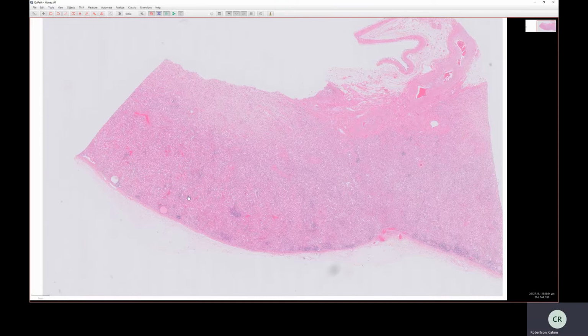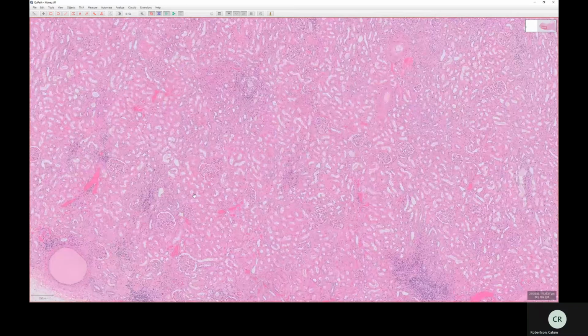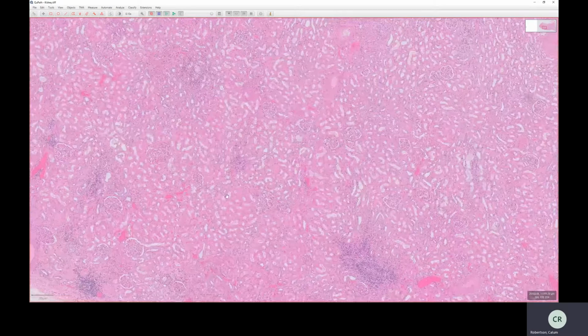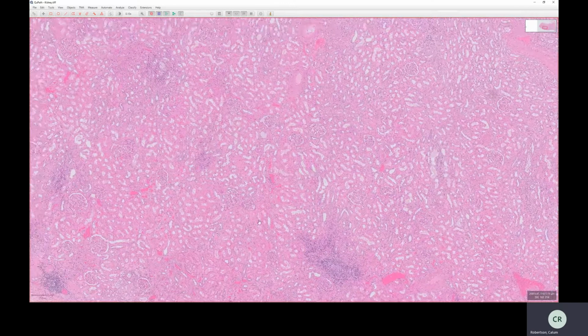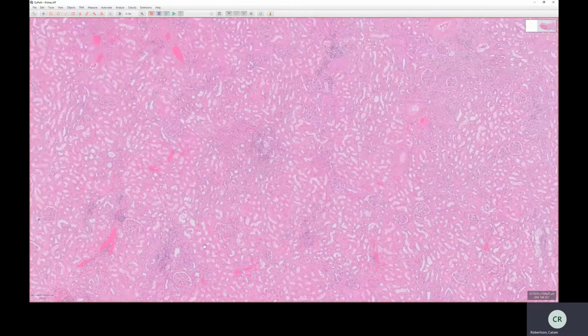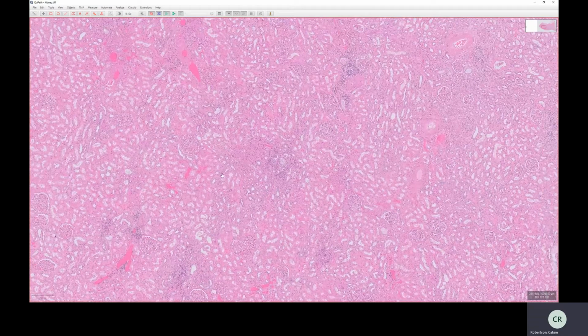Okie dokie. If we look here, we've got a more close-up view of the renal cortex, in which we can see these structures, the renal corpuscles, or the glomeruli, surrounded by lots of tubules. So this will be a mixture of proximal and distal convoluted tubules. There'll be some collecting ducts here as well, and loops of Henle, all interspersed with one another.